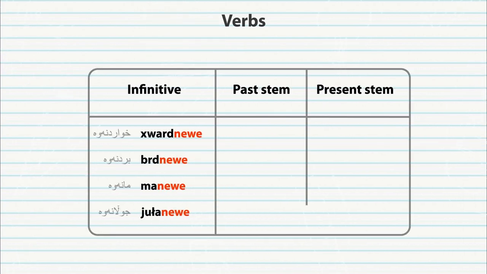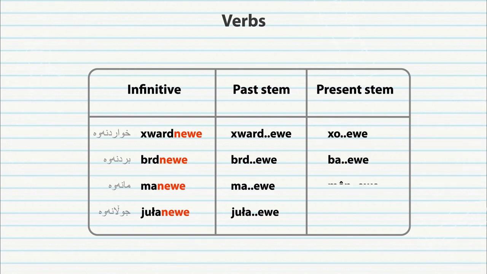For the verbs that end with nawa, it's the same. Simply remove the letter n to get the past stem, and the present stem also is different for each verb.